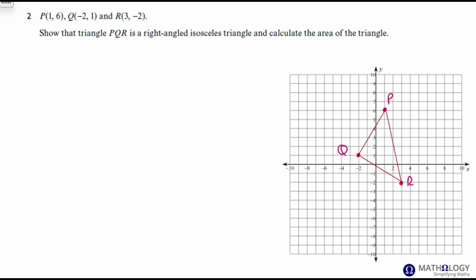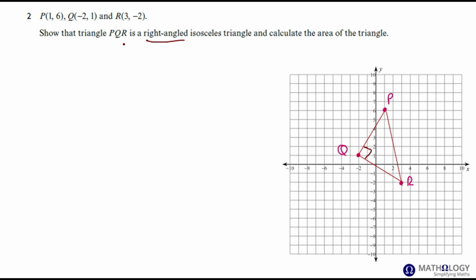So now that we've sketched a diagram, it should be clear to see that if we're going to show that triangle PQR is right angled, the only angle that possibly looks like it's right angled is angle Q from the diagram. Again, this saves a lot of time in an exam.